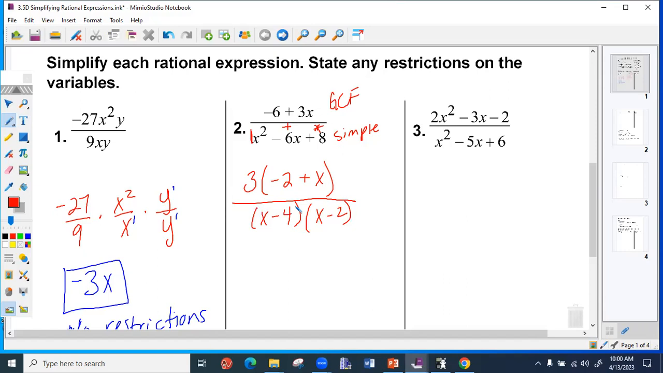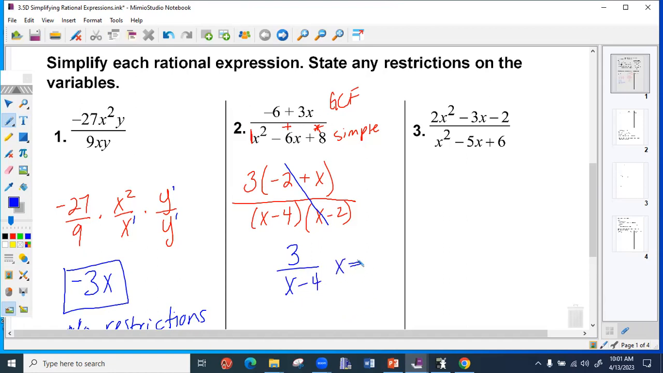Are there things I can eliminate? Exactly. Even though these are written in different ways, they are exactly the same, right? The twos are negatives, the X are positives, so these can be eliminated. So now I'm left with 3 over X minus 4.